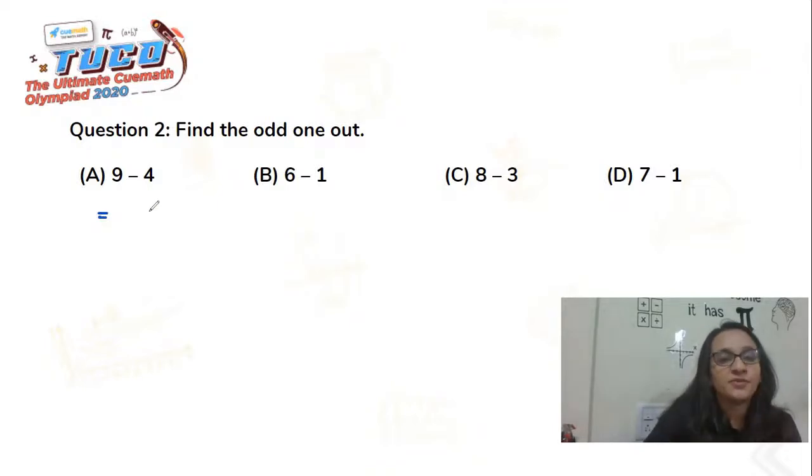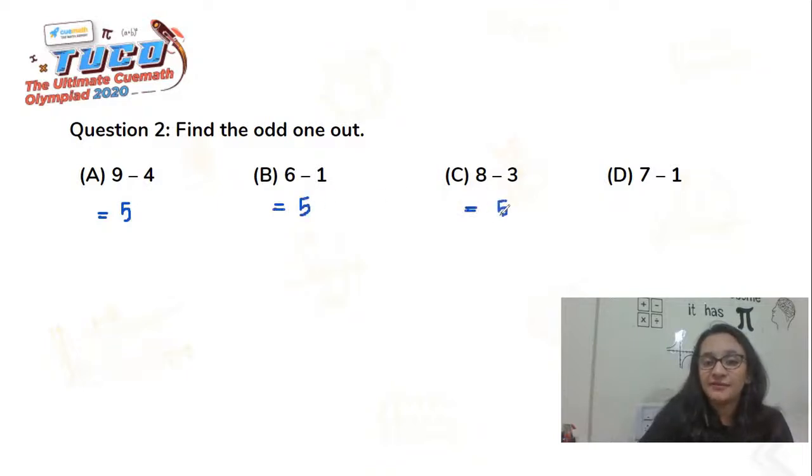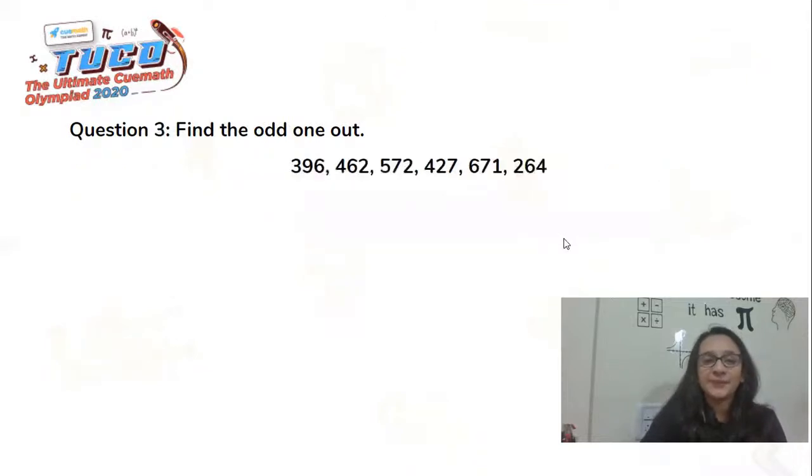So here we start with option A, which says 9 minus 4, and that is 5. 6 minus 1 is again 5. 8 minus 3 is again 5. And 7 minus 1 is 6. So we see that the difference in the first 3 options comes as 5, whereas in option D it comes as 6. So clearly the odd one out here is option D. With this, we'll be moving on to our next question.